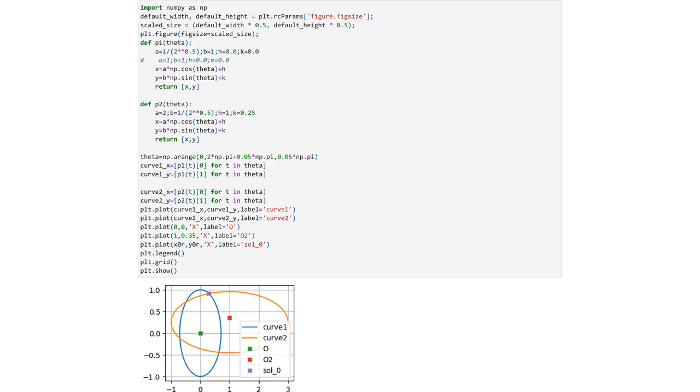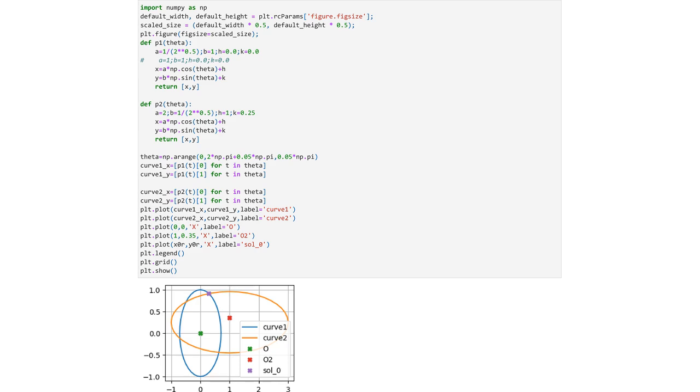The code then uses matplotlib to plot these sets of points, effectively drawing both curves. It also marks the center of the first ellipse at the origin, and places a separate marker labeled O2 near the center of the second ellipse at coordinates x equals 1, y equals 0.35. Additionally, it plots the intersection point we found earlier using fsolve. A legend and grid are added for clarity.